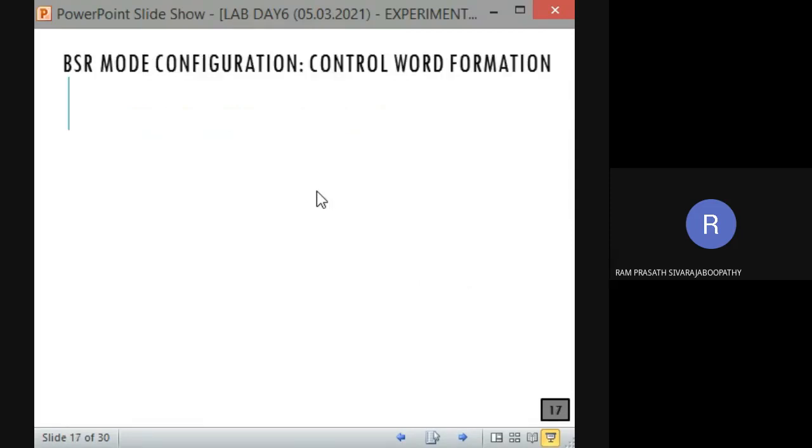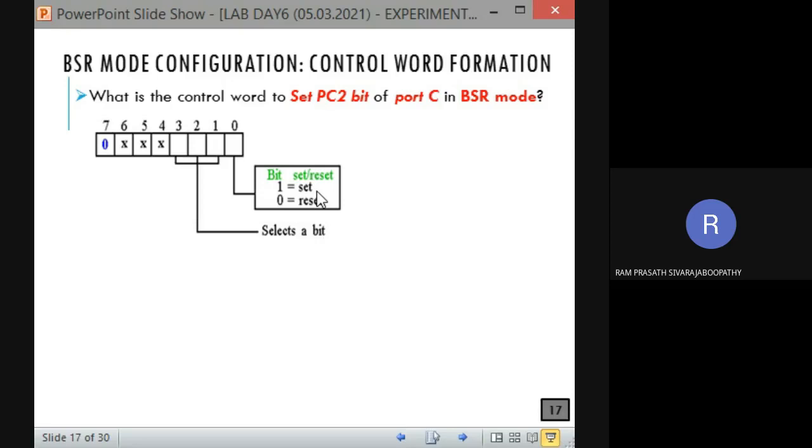Okay. Now we can see an example. What is the control word to set PC2 bit of port C in BSR? This is the control word format. Already நமக்கு தெரியும். So first MSB bit 0, அடுத்த 3 bit don't care. What about the next 4 bits? PC2, I have told PC2, we asked to set. Which operation we are going to perform? Set operation. PC2 na another 0 1 0. Very good. Fine. 0 1 0. What about the last bit? 1 set. Very good, Anthony Surya.